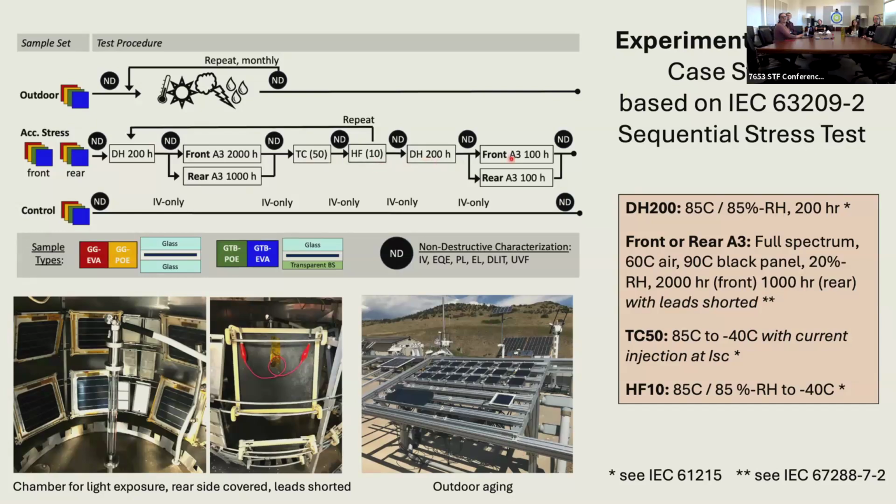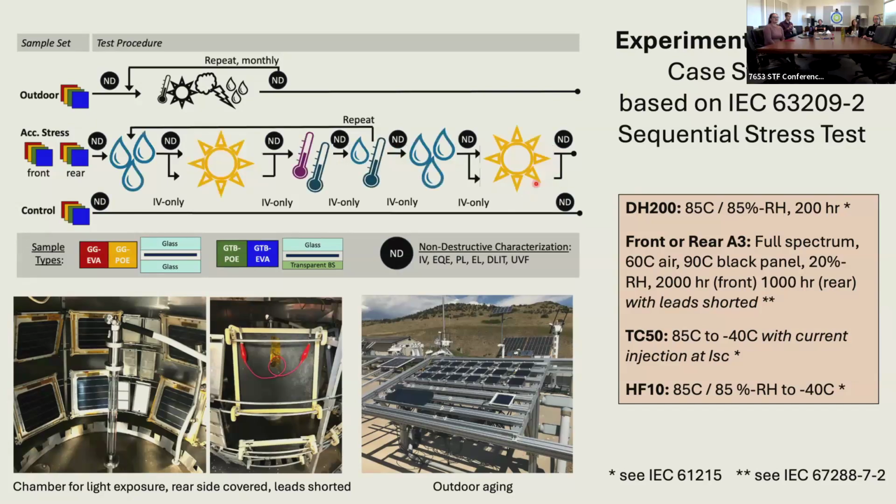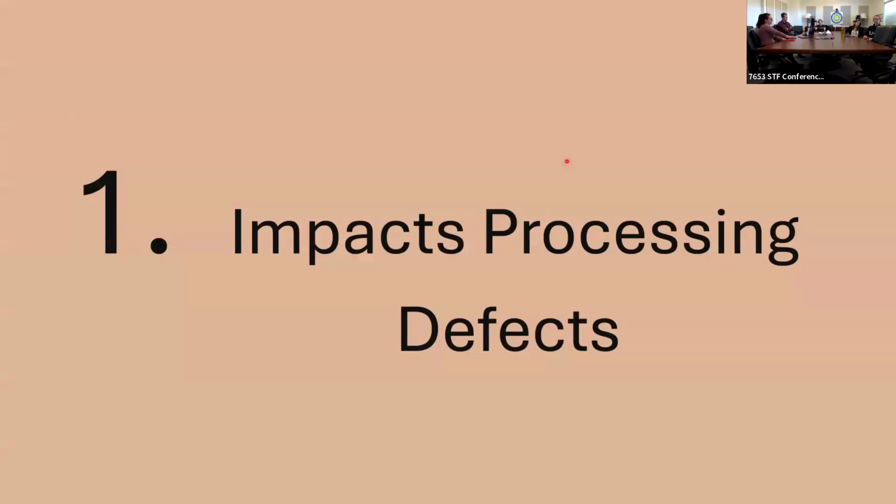Then they exit that loop with 200 hours of damp heat, and then a final light exposure step that's a little bit shorter. So there's a lot going on there, and I like to think of it in pictures so you don't get lost. So you can just think of it as wet, sunny, hot, cold, then wet and sunny again. So the first example is processing defects.